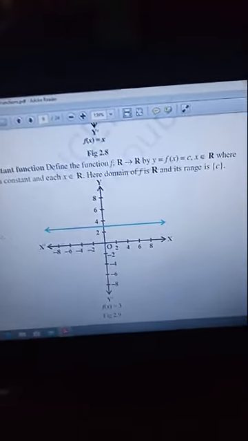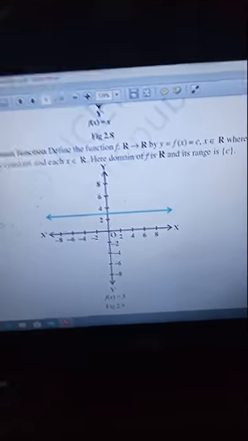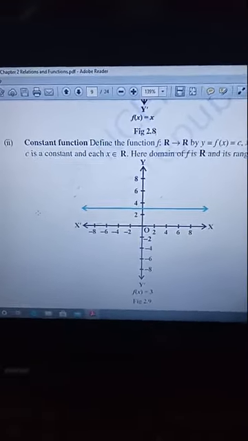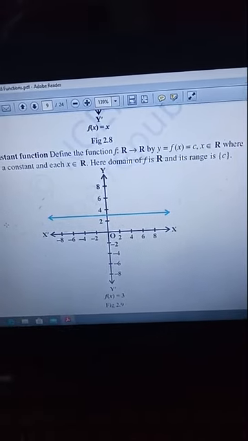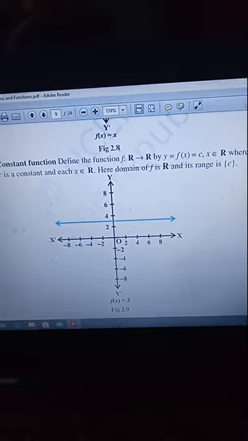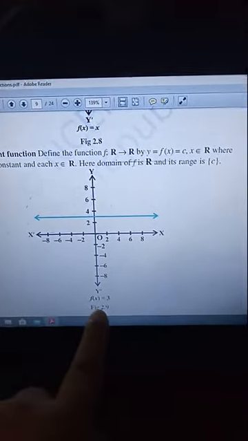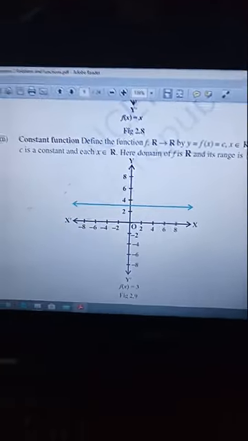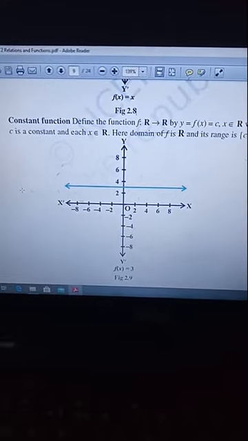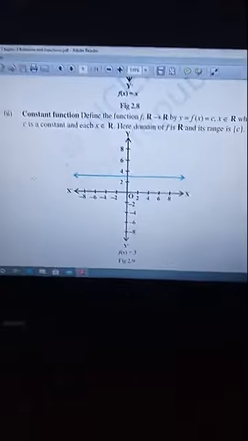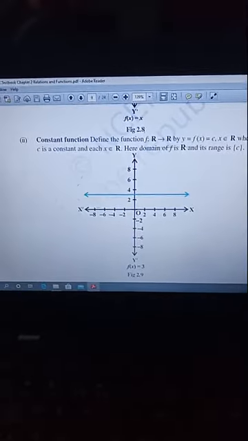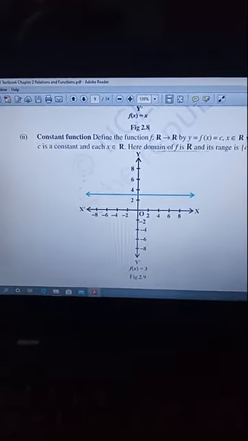In the previous example we discussed f of x equal to b, so the range is b. You see that this is the graph of y equal to 3, a horizontal straight line. You clearly see here f of x is equal to 3. So this is the graph of a constant function. Now, in the next video lecture we will discuss the graph of the non-linear function.